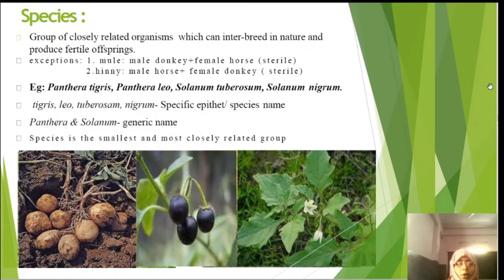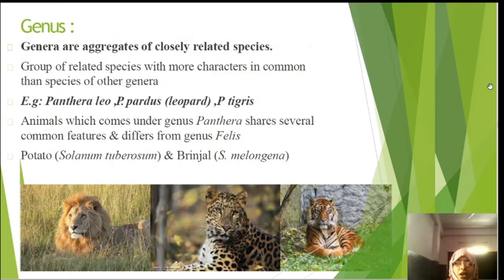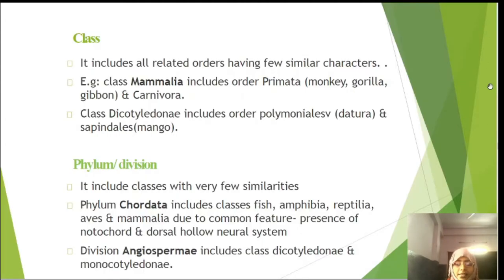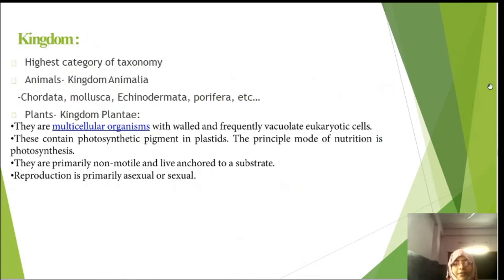Next, hierarchy. What are species? I already told you, species are a group of organisms with similar qualities. Examples: Panthera tigris, Panthera leo, Solanum tuberosum, Solanum nigrum. A genus is a group of species with similar characters, and a group of genera together comes under a single family. A group of families comes under an order. Next, class: a group of orders together comes under a category called class. Example, Mammalia, which includes monkey, gorilla, gibbon and carnivores. A phylum or division is a group of all the classes together. Next, kingdom. All the phyla or divisions together comprise a kingdom.